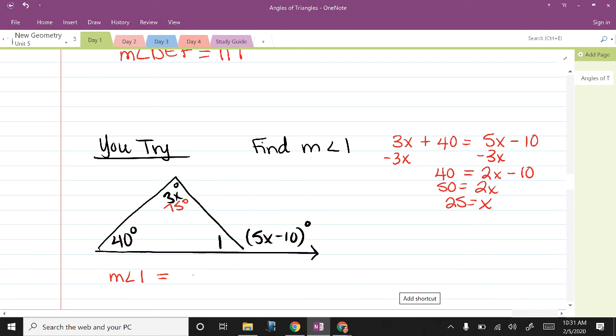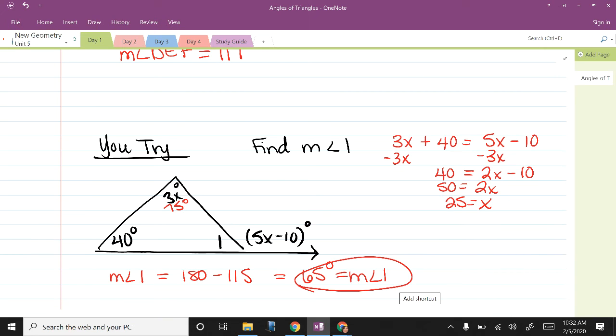So measure of angle 1 is going to be 180 minus 115, right? And what is 180 minus 115? 65 degrees. Raise your hand if you got 65 degrees for the measure of angle 1. Are there any questions? Okay. Do y'all understand how y'all could have thought about that both ways? Either way is fine. Okay. Good job.